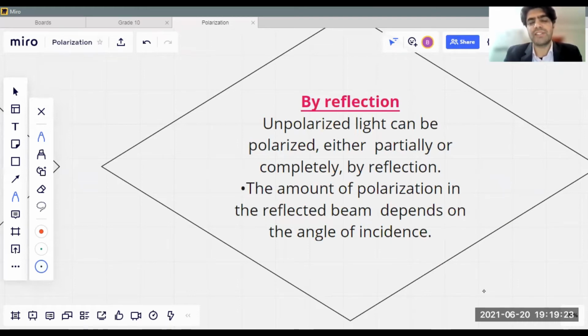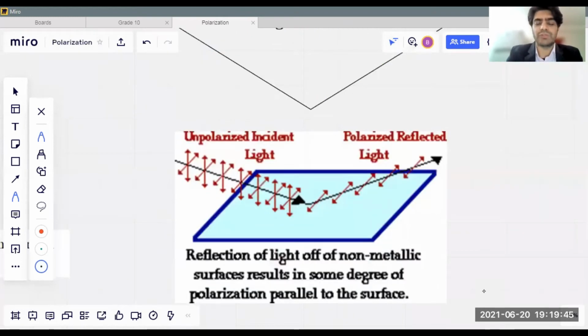So by reflection, what is happening in that case? Unpolarized light can be polarized with the help of reflection, partially or completely as well. It depends upon how the incident light is falling on that surface. But how reflection is giving you polarization, or how the light is being converted, is just like you can see in the diagram which is mentioned below.